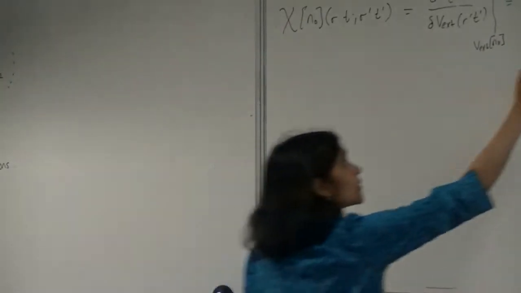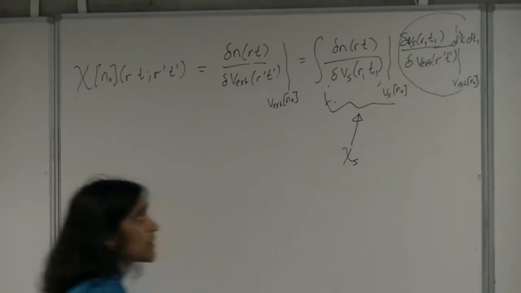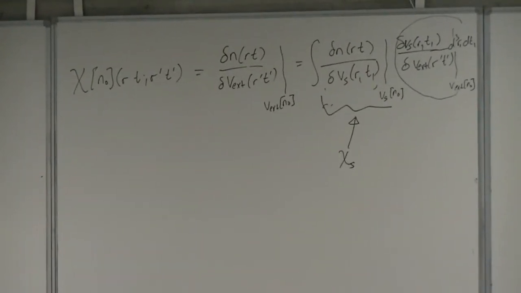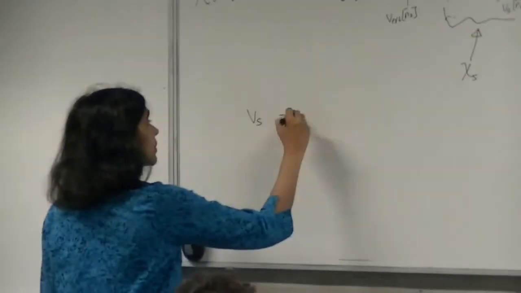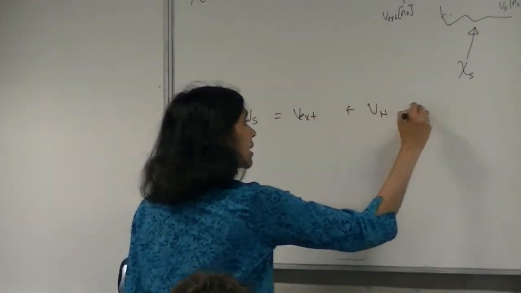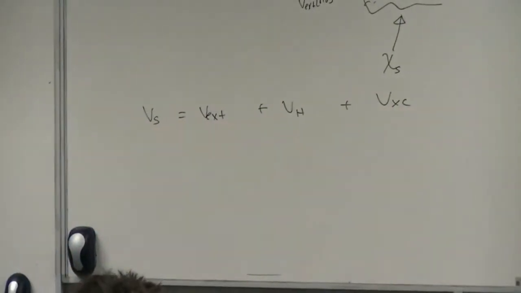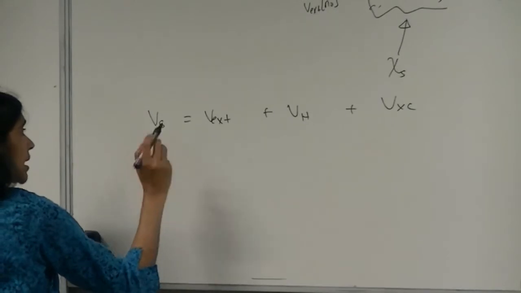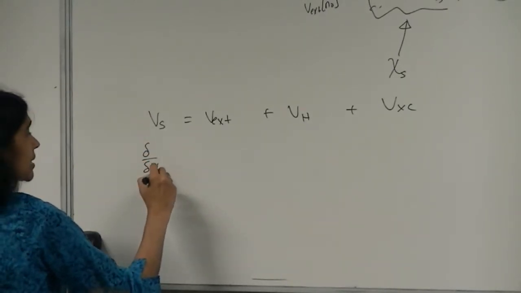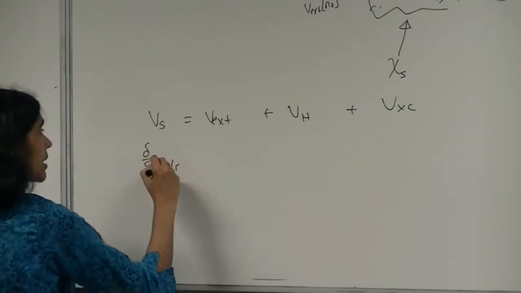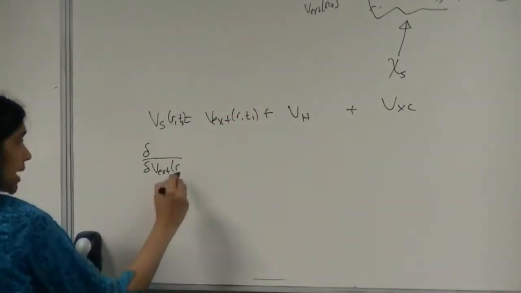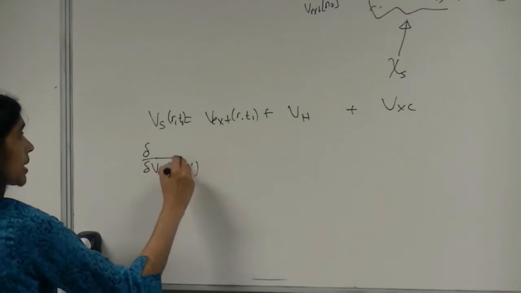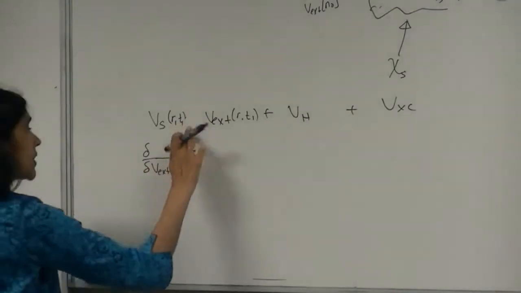Okay, so what we have to do is figure this out here. But we know an expression for vs as v external plus v Hartree plus vxc. So we're just going to take each of those terms and functionally differentiate them. So we have vs equal to v external plus v Hartree plus vxc, and we want delta by delta v external of all of these things, at r1, t1, and so on, and this here I need to derive with respect to r', t', of this expression.